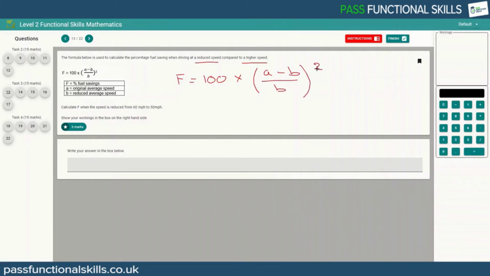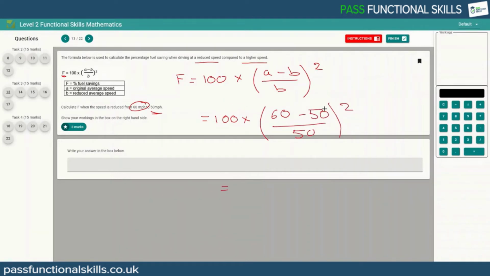term is squared. So we're asked to calculate F, the fuel saving percentage, when the speed is reduced from an original value of 60 miles per hour down to 50 miles per hour. So all we have to do for this is plug the numbers into the equation. So A we know is 60 minus 50 over 50 squared.